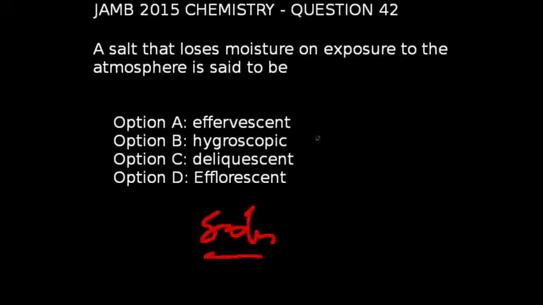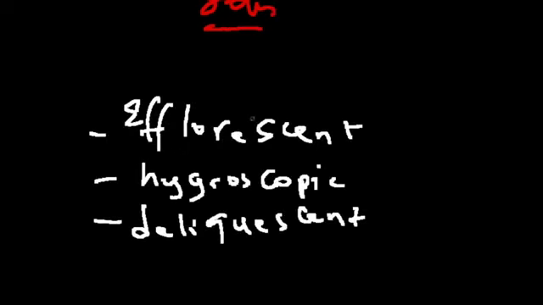Question number 42 of the JAMB 2015 chemistry exams. A salt that loses moisture on exposure to the atmosphere is said to be. First thing I want us to know in trying to solve this kind of problem is there are three types of salt based on their behavior with water. First one is efflorescent, then hygroscopic, and deliquescent.